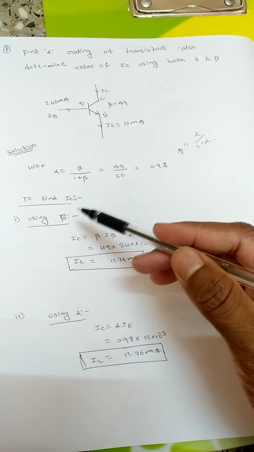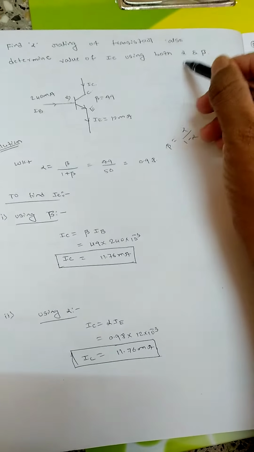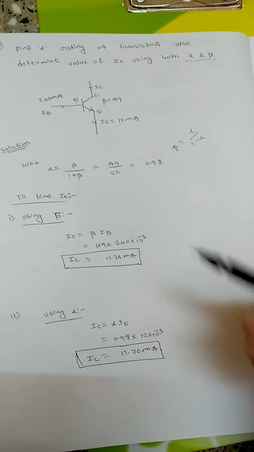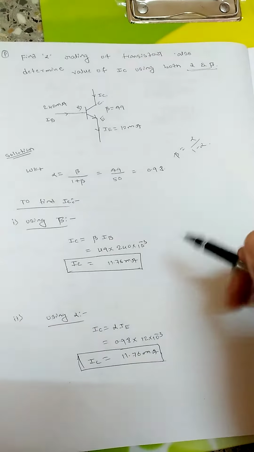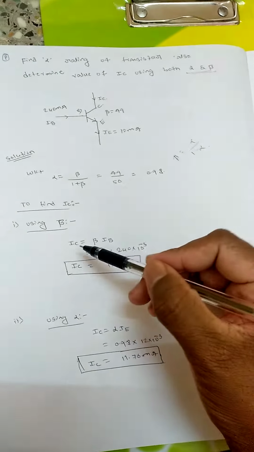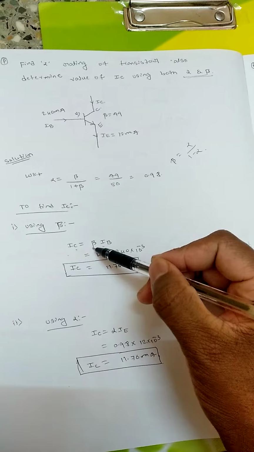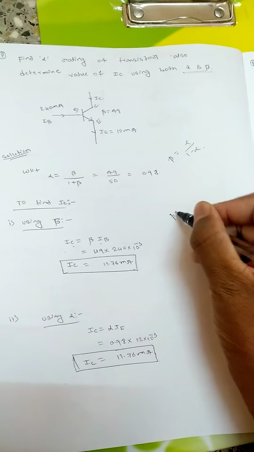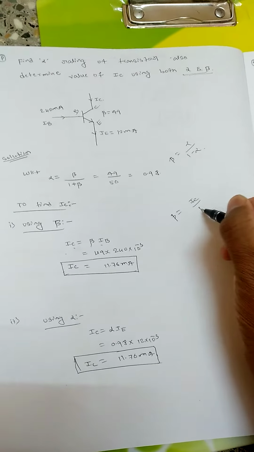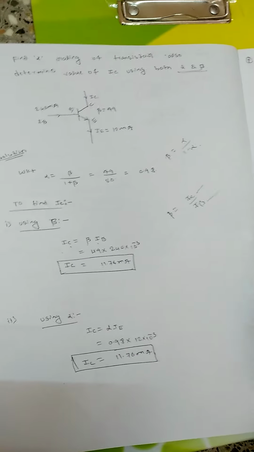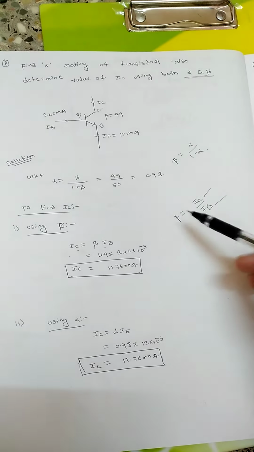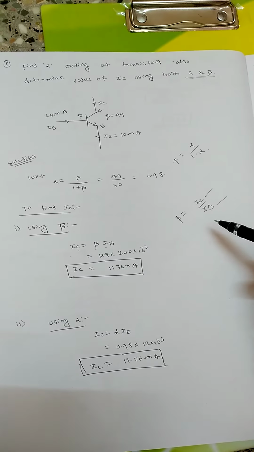Now to find IC, they have told us to use both alpha and beta. So first using beta I will find it out. So beta equal to IC by IB. This relation we know: output current by input current equals beta. This is the output current, that is collector current, and this is the base current, that is input current. So current gain is always output current by input current.